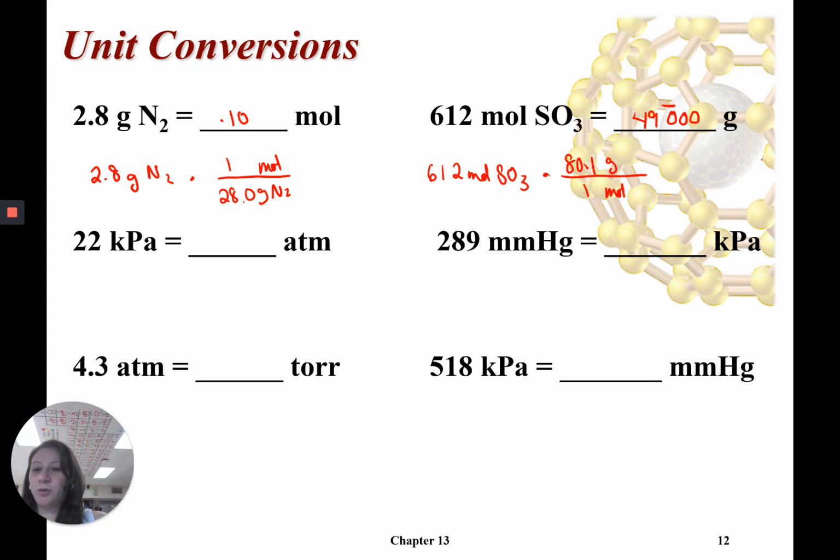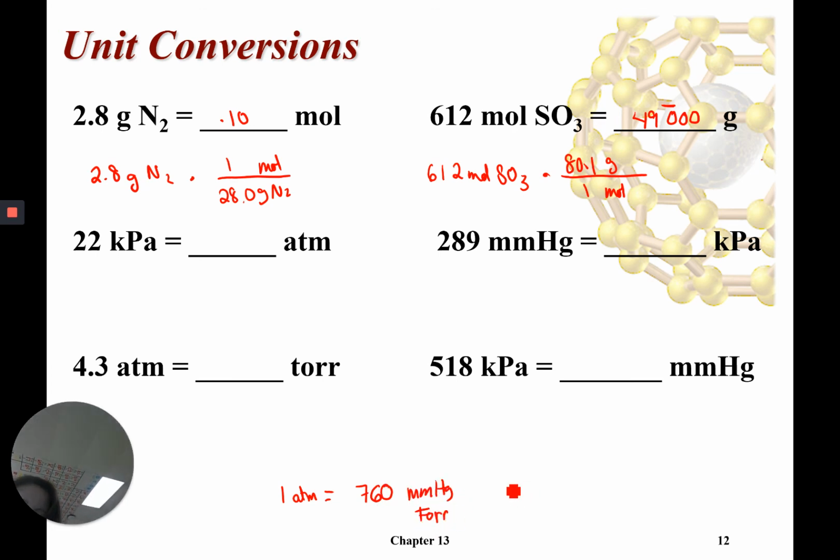Let's go to pressure units. So we know that 1 atm is equivalent to 760 millimeters of mercury, or torr, they're the same thing, which is equivalent to 101.3 kPa.